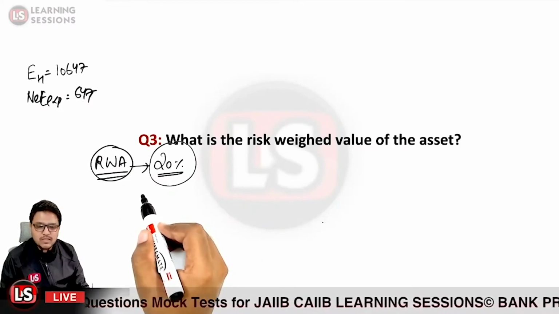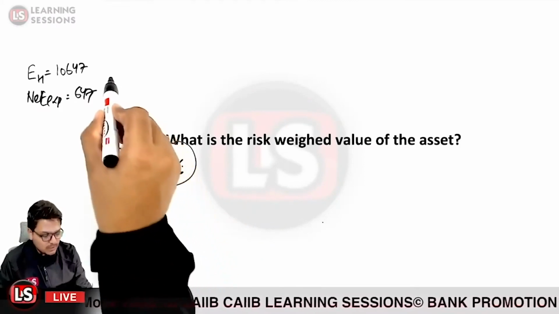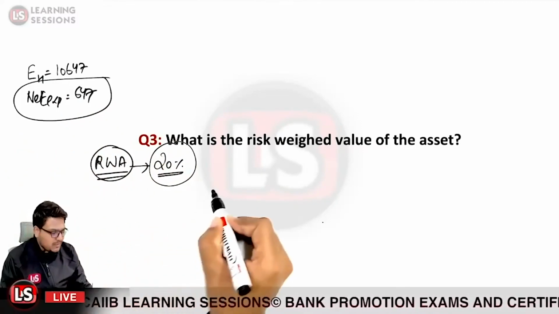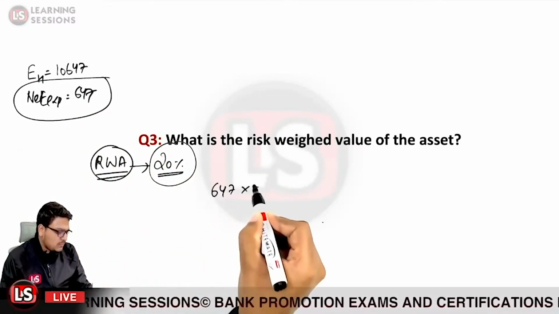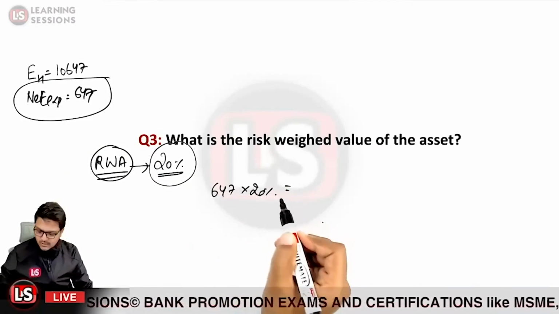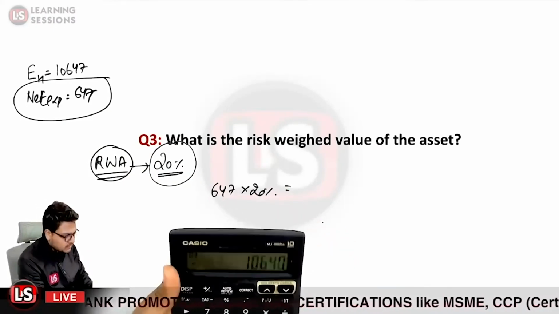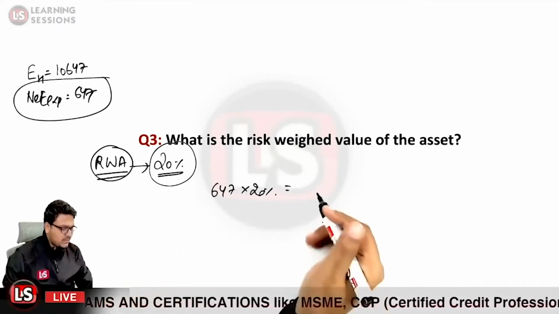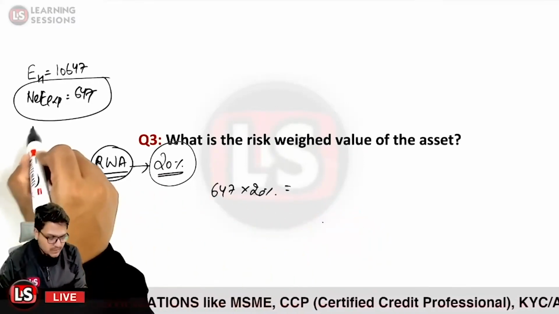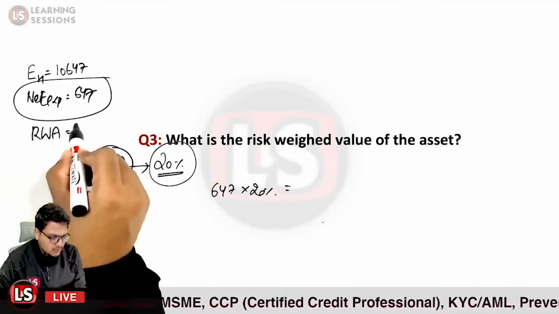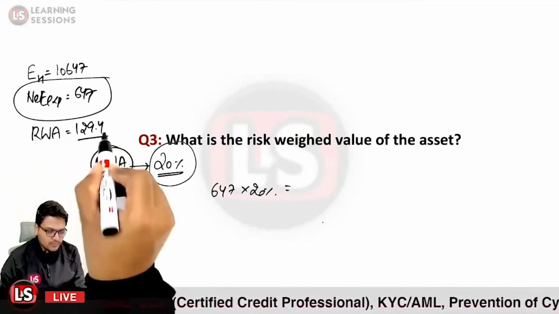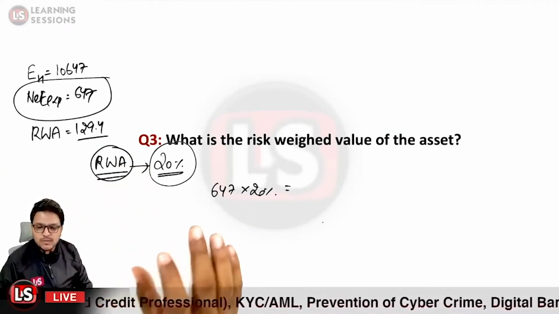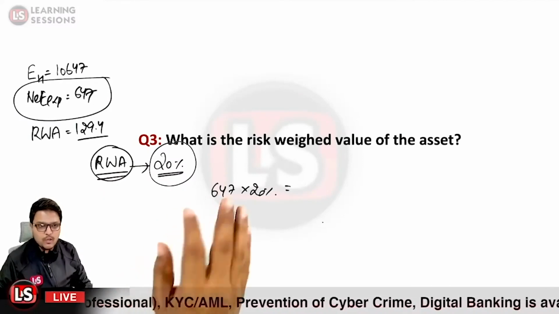The answer would be the risk weighted asset is to be maintained for the net exposure only. So it will be maintained as 647 into 20%, that we can easily calculate. It will be 647 into 20%, and that comes out to be 129.4. So the risk weight asset for this particular purpose is 129.4. Okay, so the capital is to be maintained for the 129.4 value only.